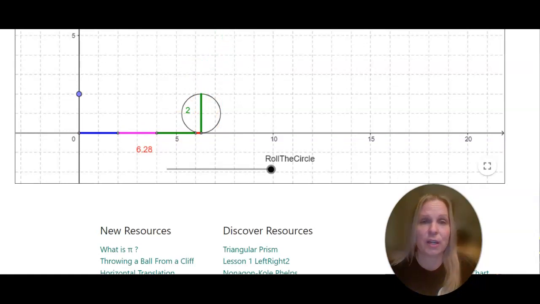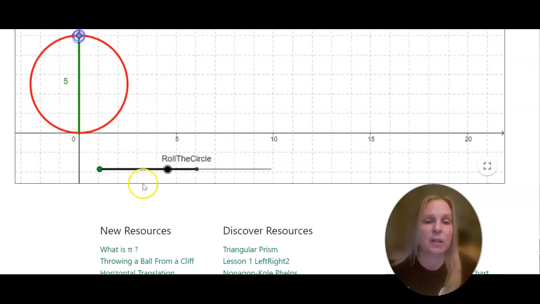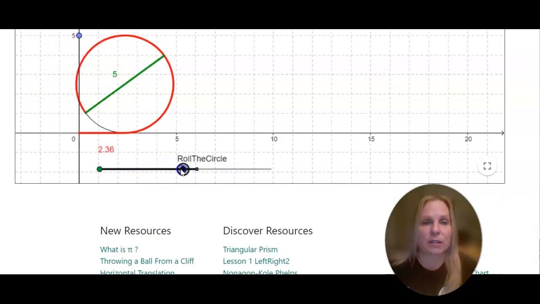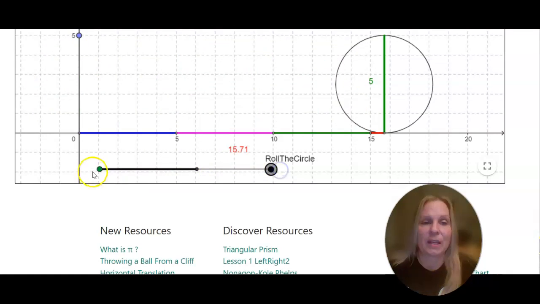All right, let's try making it 5. So I'm going to roll the circle back up. I'm going to bring this all the way up to 5. I'm going to roll the circle again. And then here's my diameter tool. I'm going to measure again. I've got 1, 2, 3, and a little left over.